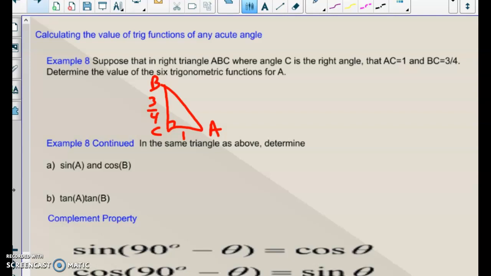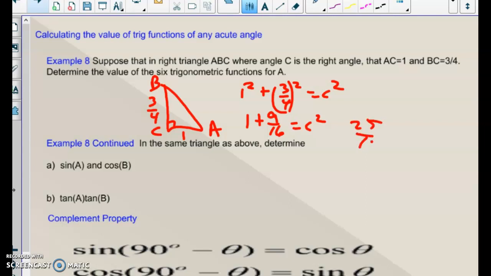Well, the first thing that we need to do is find the hypotenuse. So I'm going to use my friend Pythagoras. 1 squared plus 3/4 squared equals c squared. So I get 1 plus 9/16 gives me c squared, which gives me 25/16 equals c squared, just putting a common denominator, 16/16 there. Square root, I get 5/4 for my hypotenuse.